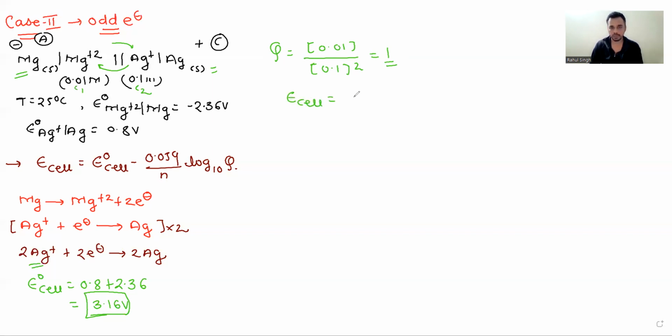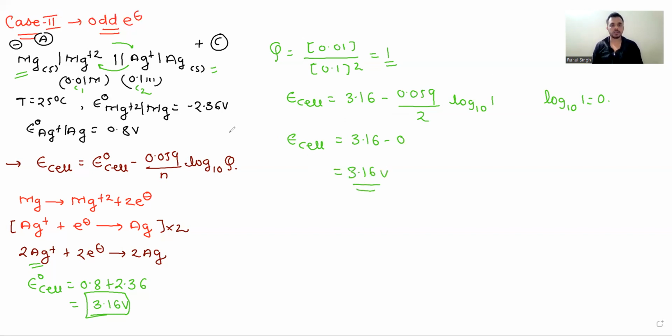E cell is equal to 3.16 minus 0.0599. Now you must be thinking what n should be there. N should be 2 over here, and log to the base of 10 of 1. And we know that log to the base 10 of 1 is equal to 0. So this whole value becomes 0. So E cell becomes 3.16 minus 0. This is it. So finally we got our answer, that is 3.16 volt.